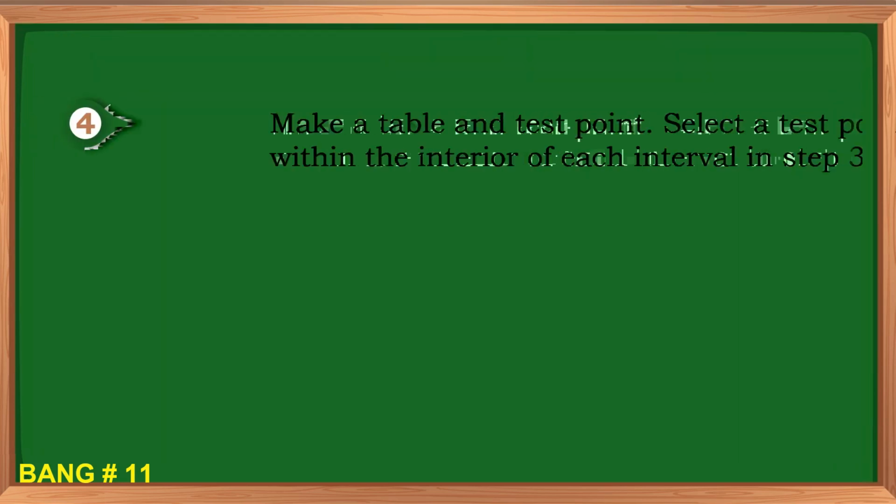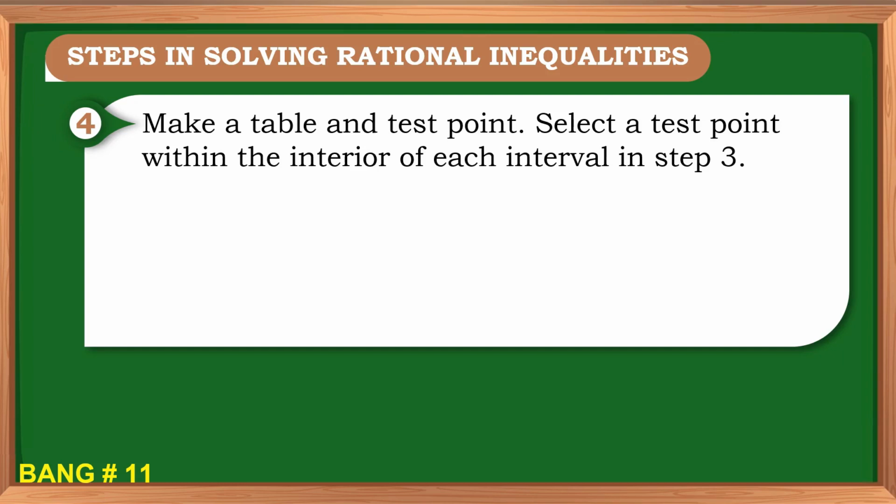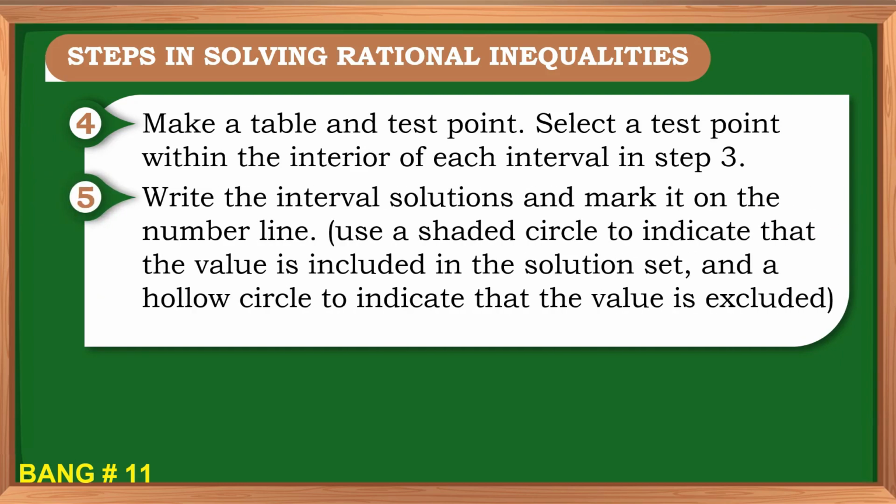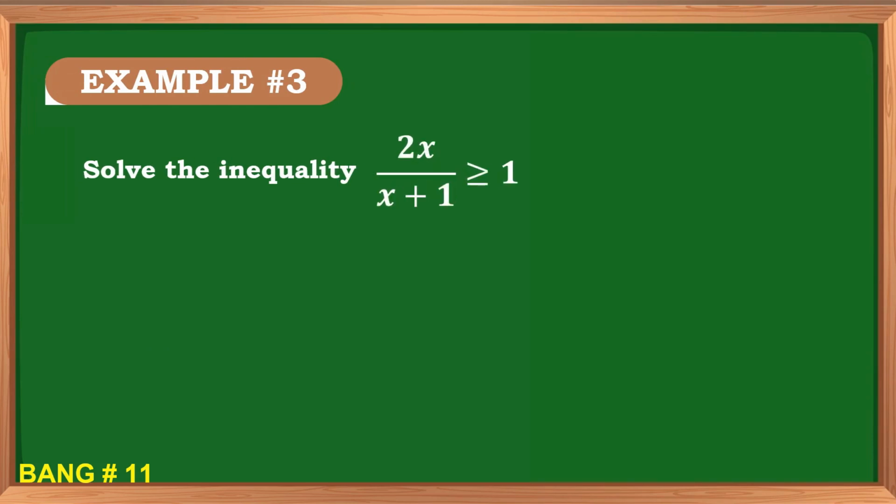Step 4. Make a table and test point. Select a test point within the interior of each interval in step 3. Step 5. Write the interval solutions and mark it on the number line. Use a shaded circle to indicate that the value is included in the solution set, and a hollow circle to indicate that the value is excluded. Let's have the inequality example. 2x all over x plus 1 is greater than or equal to 1.